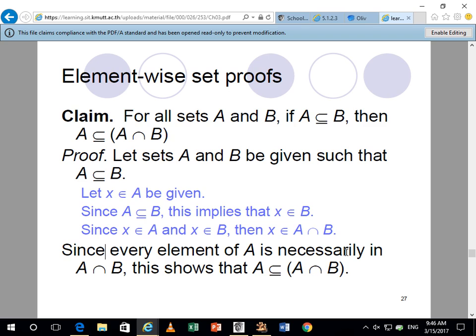Now by definition, what does that mean? X is an element of A, X is an element of B. That means by definition X is an element of A intersect B. The conditions are that X has to be an element of A and X has to be an element of B, and these are true.